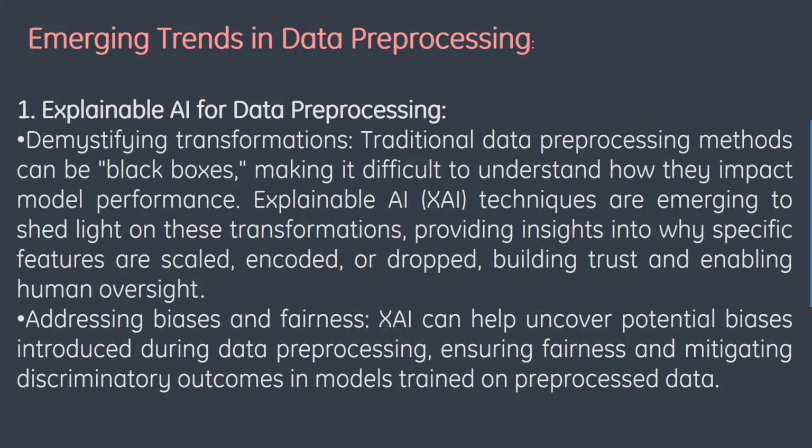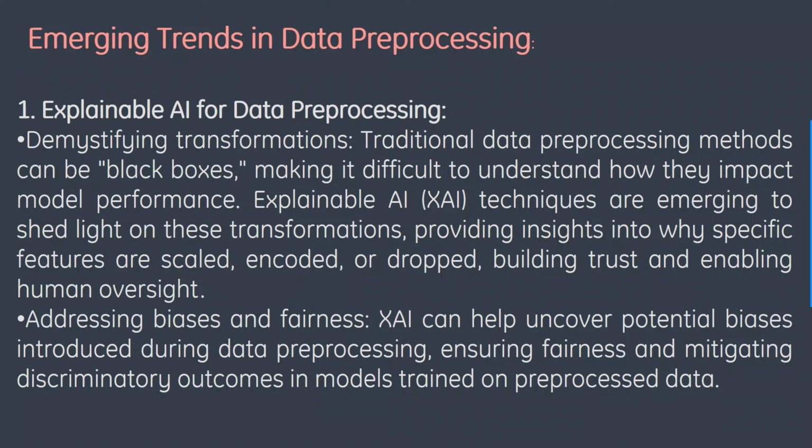So what are the emerging trends in data pre-processing? Firstly, we have explainable AI for data pre-processing. So as we all know, explainable AI is the most trending part as of now. Demystifying transformation: traditional data pre-processing methods can be black boxes, making it difficult to understand how they impact model performance. Explainable AI, which is XAI, techniques are emerging to shed light on these transformations, providing insights into how specific features are scaled, encoded, and dropped, building trust and enabling human oversight.